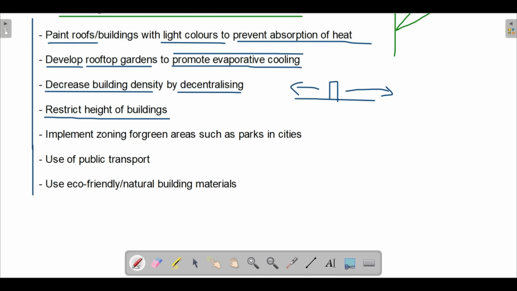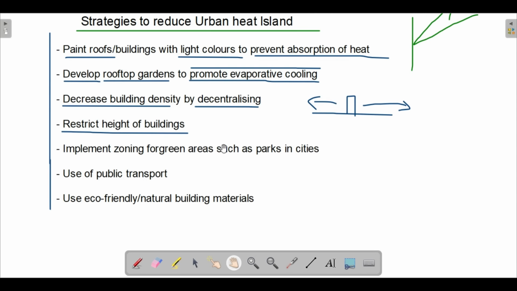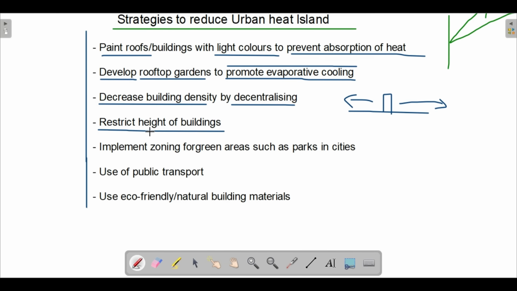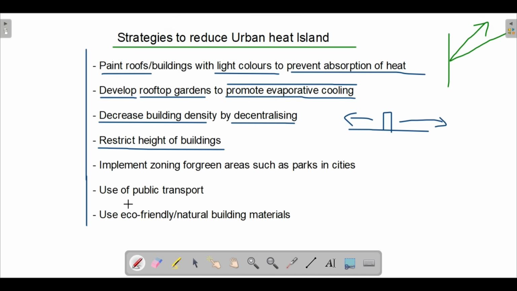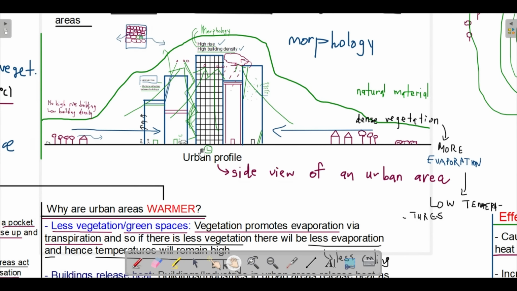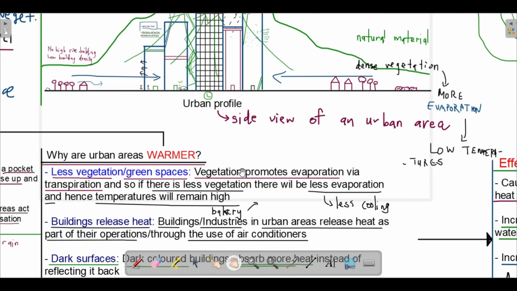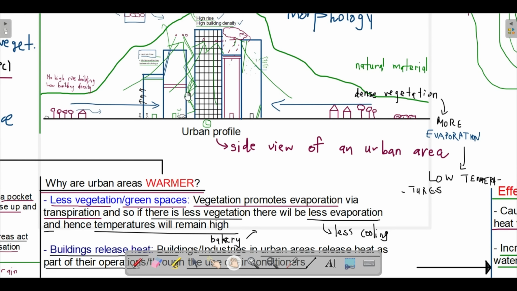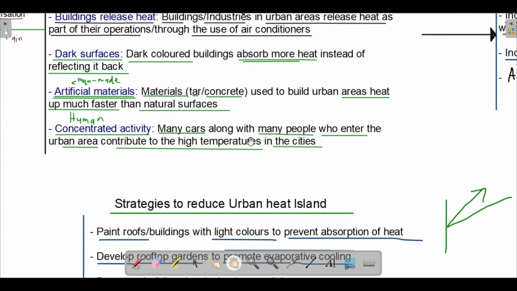We can restrict the height of buildings. So whenever a town is being developed, what we can do is change policies, laws, guys. We can improve our laws for the benefit of urban areas. So by restricting the height of buildings, we would be preventing high-rise buildings. Remember, high-rise buildings promote multiple reflections in between buildings. So if we have much shorter buildings, then we do not have that process occurring and hence increasing temperature.